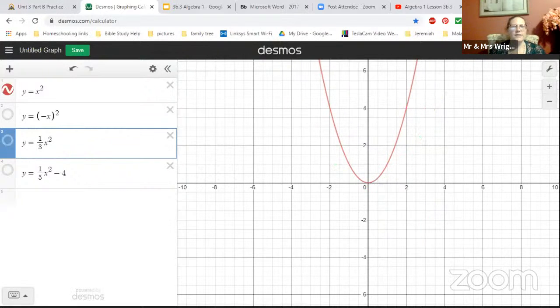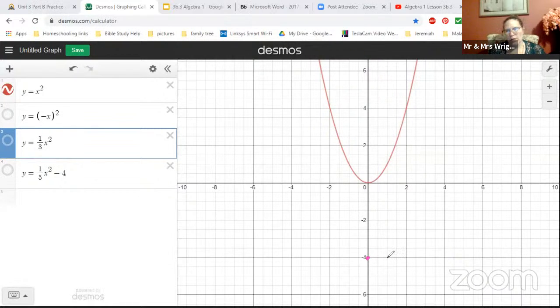And let's look at this one. This has got a few transformations here. We've got y equals 1/5 x squared minus 4. Let's see if we can figure out where this is. So I already know that it's going to go down 4. So my vertex is going to be all the way down here. There's no horizontal shift at all. So it's going to stay on the y-axis, and it's just going to go straight down -4. Now, I also know that my y values are going to divide by 5.